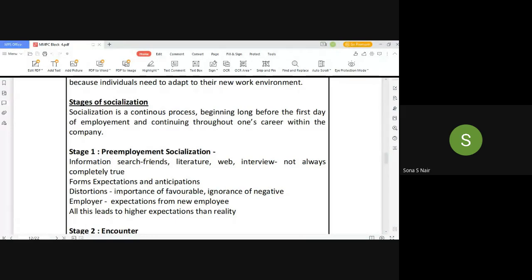So when an employee is selected, that employee would search for some information, talk to friends, find literature, and search for some online information. Since he has been to the interview, he will use some information which was discussed in the interview and form expectations and anticipations. Expectations about what he will find and anticipation about what he has to do, right?